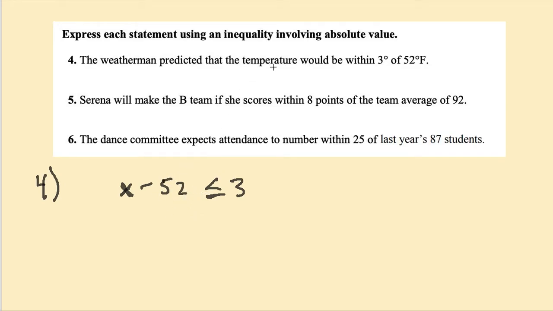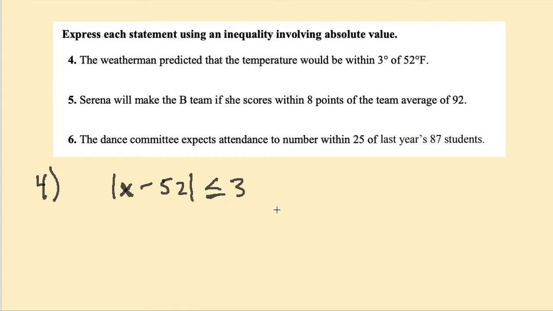But I also know, and the nice thing about that is, if it's within 3 degrees, it can also be less. So if I put 49 in here, 49 minus 52 would give you negative 3, but that's where the absolute value signs come in. So test it out. If you put 50 in here, 50 minus 52 gives you negative 2, and then you put your absolute value brackets on it. That makes it positive, and it falls within this range.